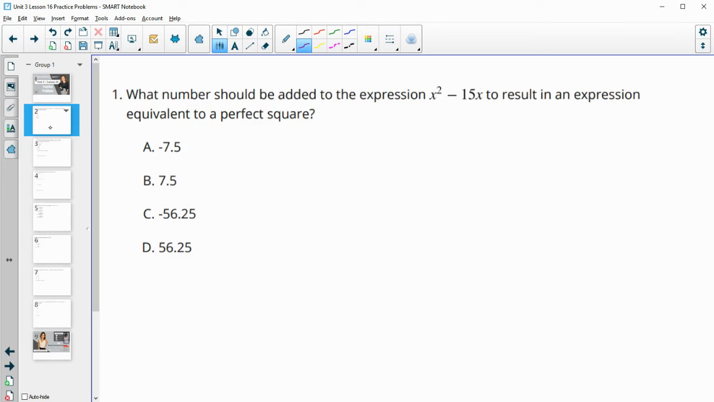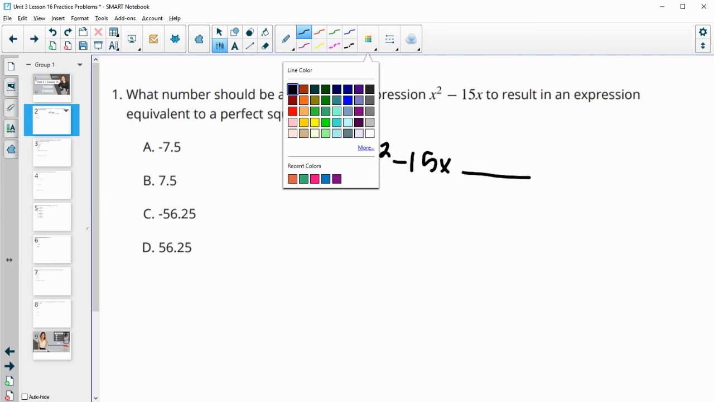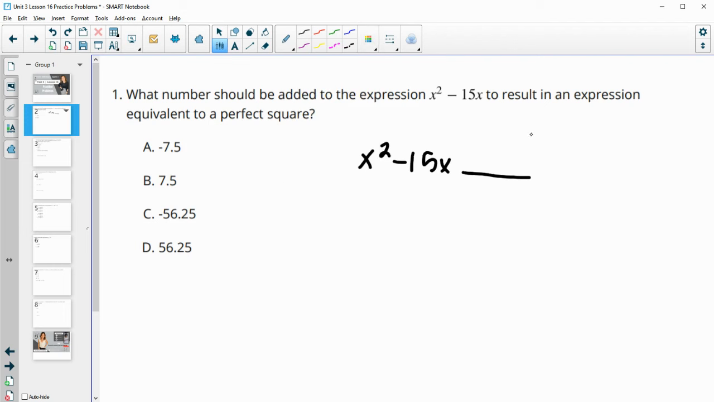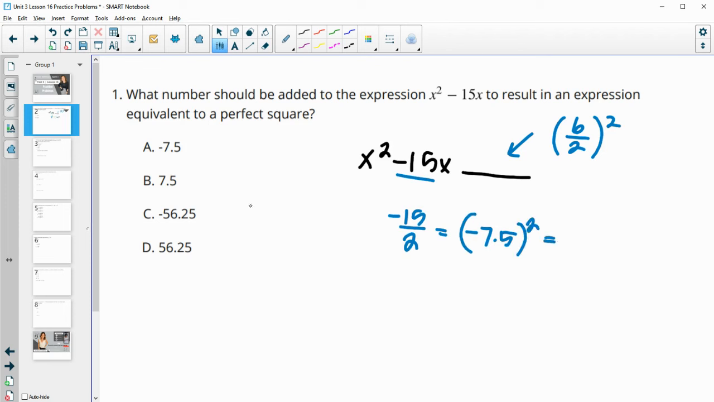Number one asks us what number should be added to the expression x squared minus 15x to result in an expression equivalent to a perfect square. So we've got x squared minus 15x, and we want to figure out what would go in here to make it a perfect square. Remember, for a perfect square, this number is going to be your b term divided by 2, squared. So we take this negative 15 and divide it by 2, which is negative 7.5, and then we square it, and that gives us positive 56.25.